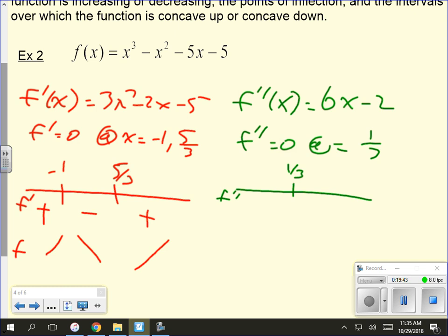F double prime, set up a sign chart that's equal to 0 at 1/3. A number smaller than 1/3, 0. That's negative. A number larger than 1/3, a gazillion, 10, that's positive. It's concave down, concave up. And if you know anything about the original problem, this also makes sense, does it not? It's a cubic. What do cubics look like? Part of the reason why we pick problems like this is because they're easy to work with, and you should have an idea what it looks like anyways. All we've done is locate the places.